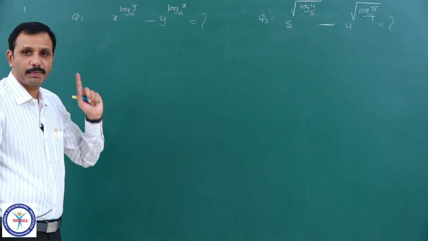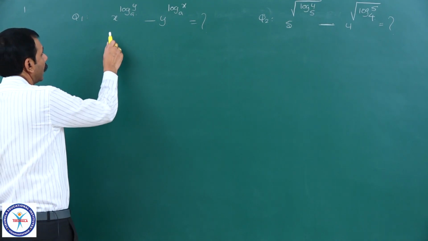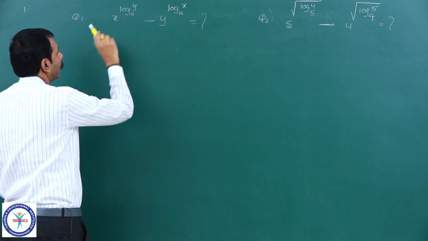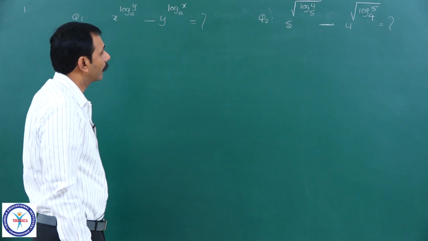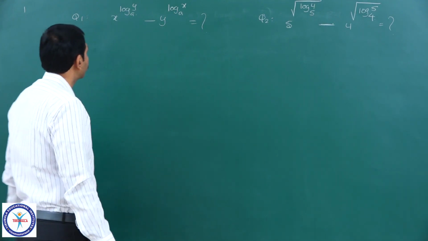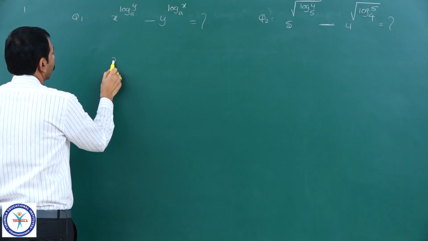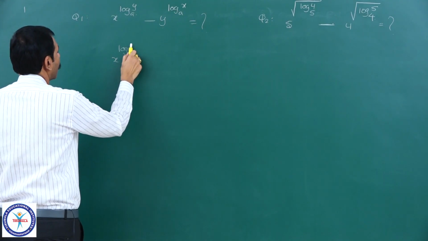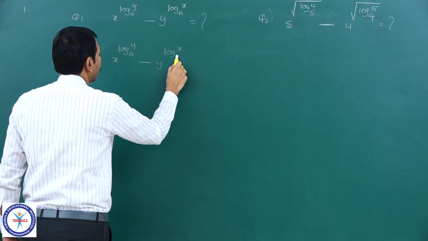These are simple problems only. They are asking: find the value of x power log y to the base a minus y power log x to the base a. And next this one, similar model problems. You see here, x power log y to the base a minus y power log x to the base a, I want.